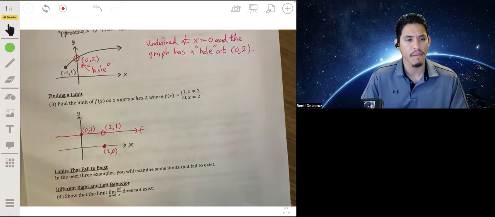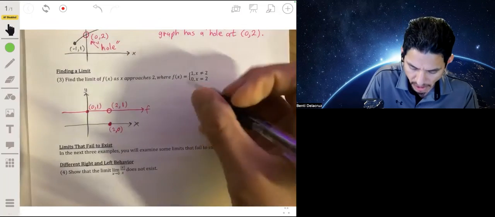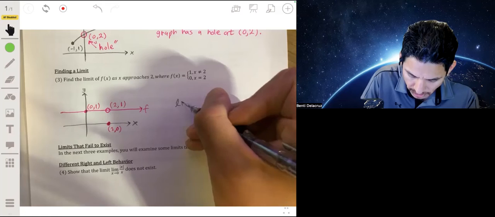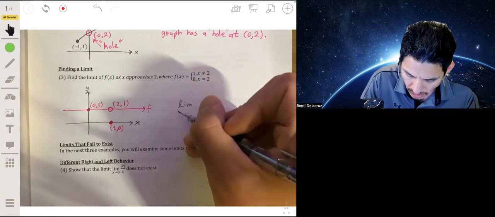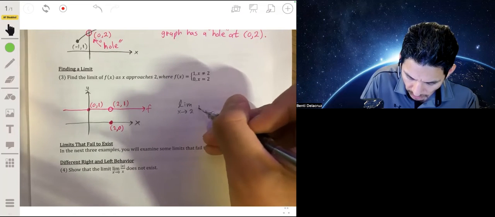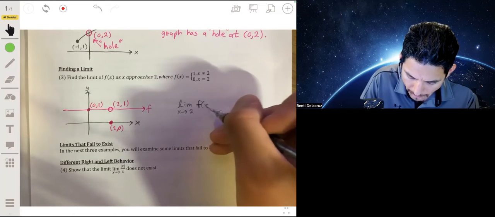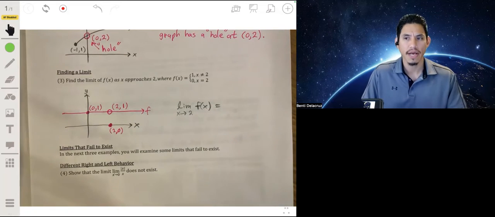So again, we have a point discontinuity, but what would the limit be? What would the limit of this function be at x equals 2? So the question is, if I want the limit as x approaches 2 of f of x, what would that be equal to?